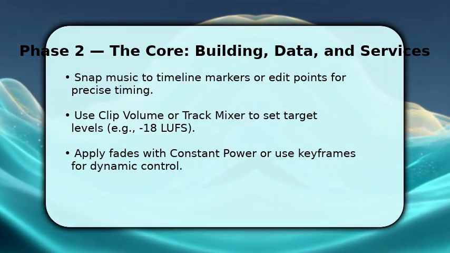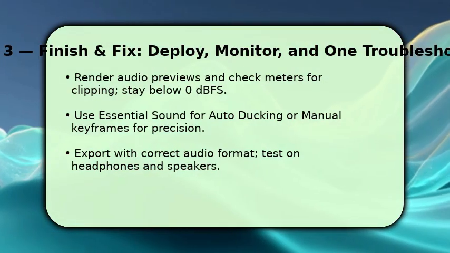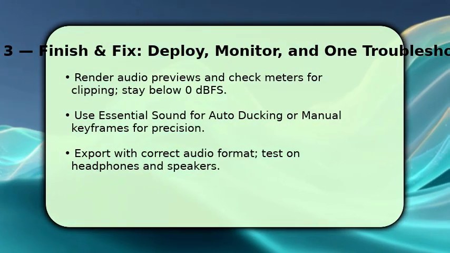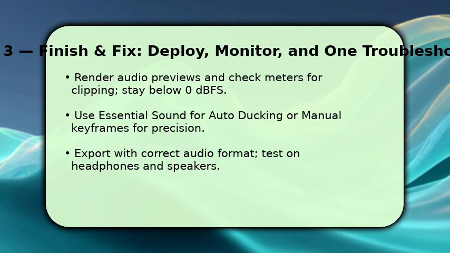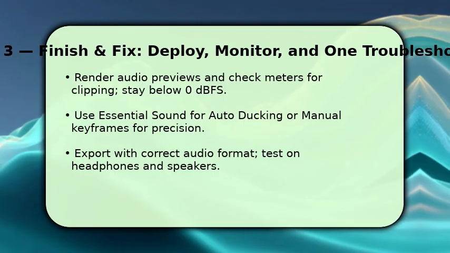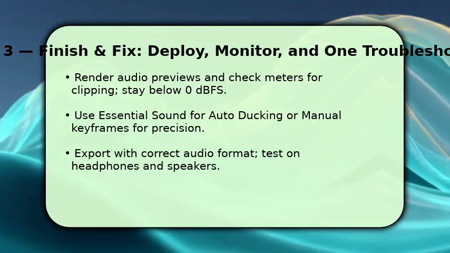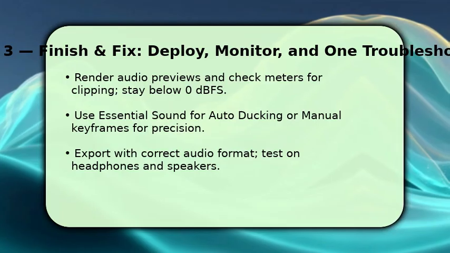Apply fades with the constant power fade for smooth crossfades, and add volume keyframes when music must duck under speech. Make sure to listen across different volumes to verify balance. Finish by rendering audio previews to hear the final mix. Watch meters to prevent clipping and keep peaks below 0 dBFS. If voice competes with music, use Essential Sound auto ducking for quick results, or refine manual keyframes for precise control where music dips under speech.